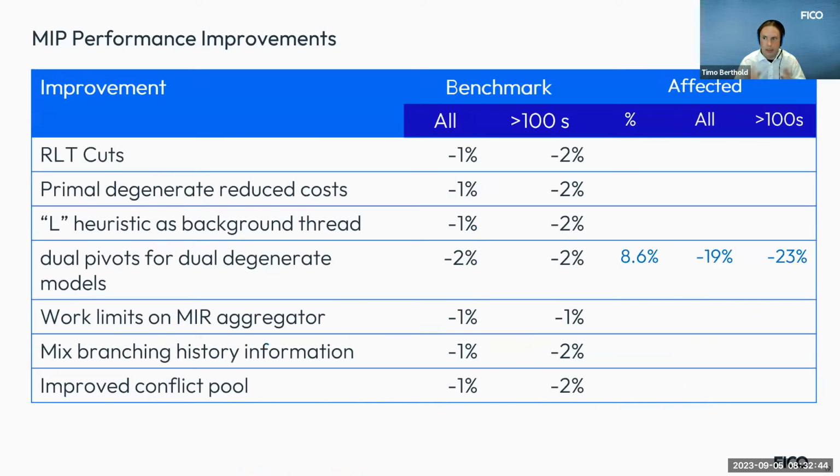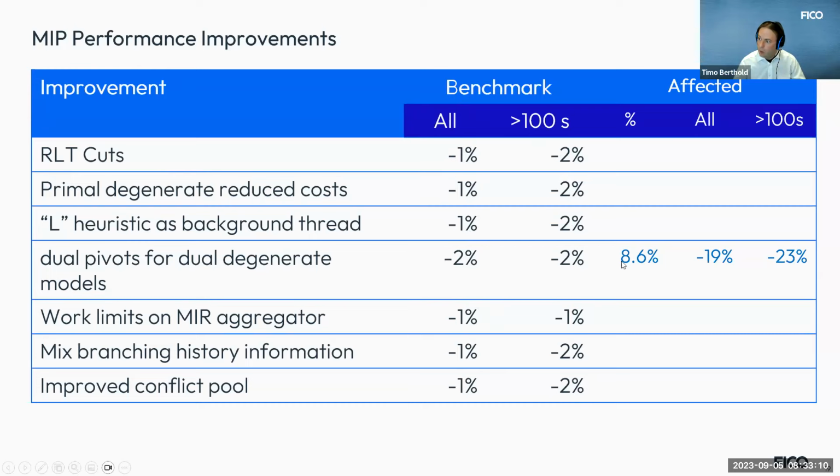Okay, so far for the technical part. This is a little overview of the performance improvements, which I mainly added to, well, raise some awareness of the state of the art in MIP solving, namely that all of these typically only provide some tiny improvements, like 1 to 2%.